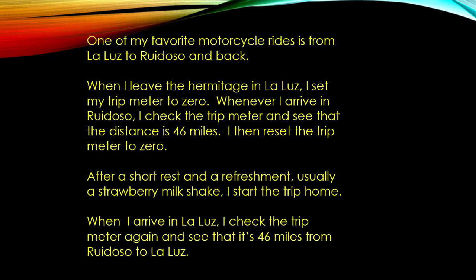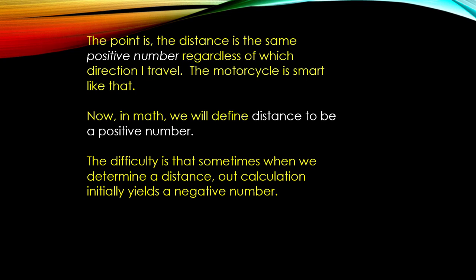And then when I get back on my motorcycle to come home, I'll reset the trip meter to 0. Then when I get back to La Luz, I check the trip meter again and see that it's 46 miles from Ruidoso to La Luz. And the point here is that the distance is the same positive number regardless of which direction I traveled. My motorcycle keeps track of that quite easily by counting each mile in each direction.